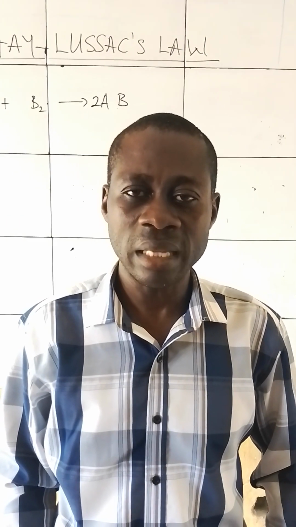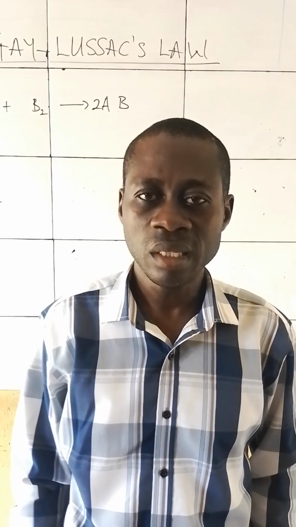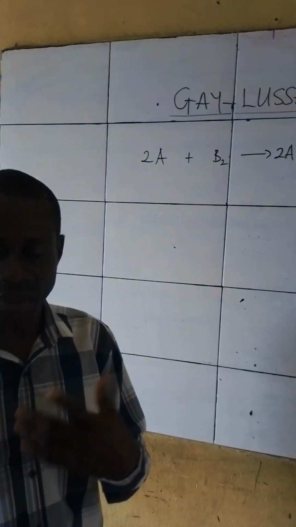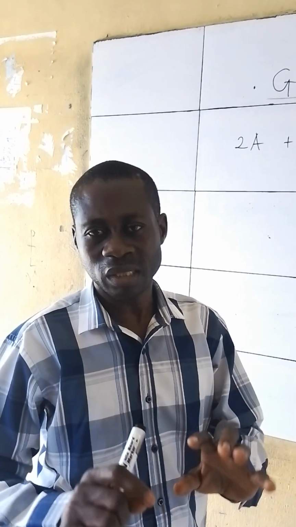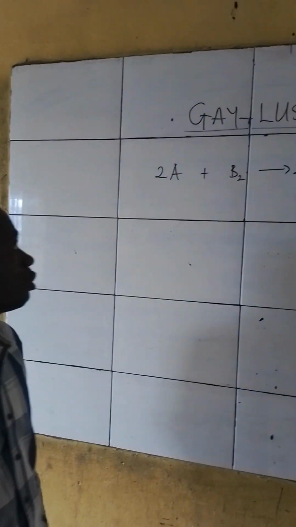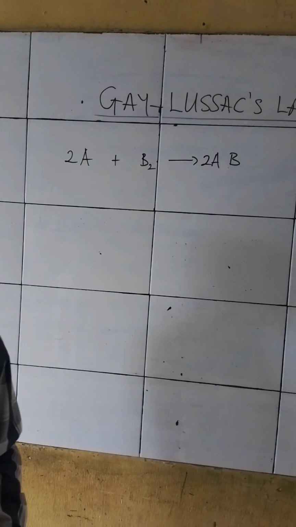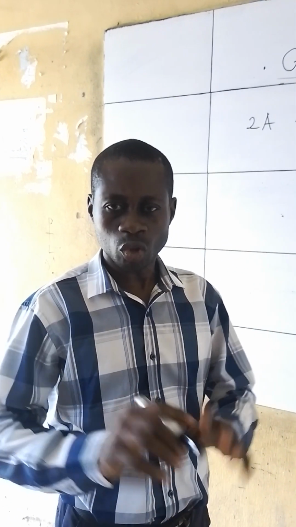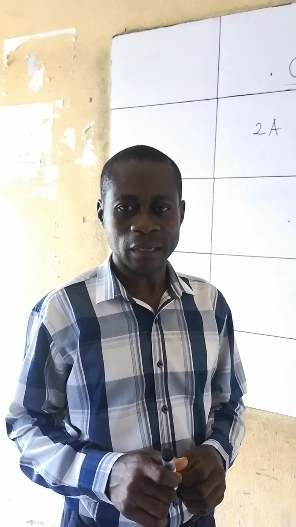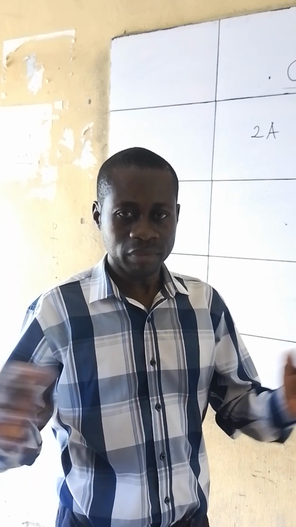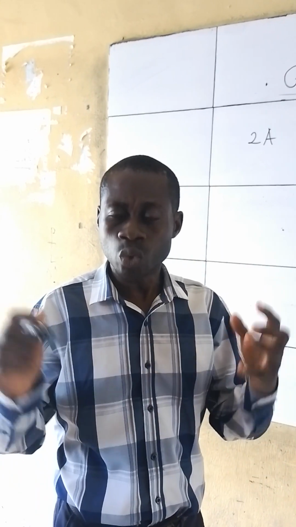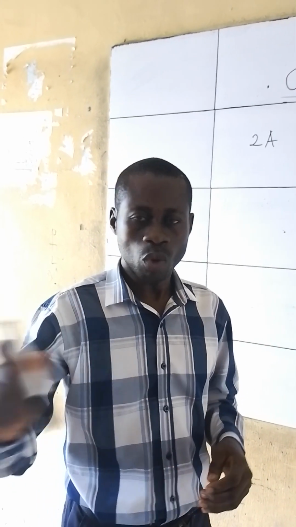Today we want to go to the gas laws, and we'll be treating the Gay-Lussac law. We discovered that among all the gas laws, the Gay-Lussac law tends to be problematic, even though it is the simplest. Firstly, I want to explain it for you. The Gay-Lussac law states that gases combine in simple whole number ratios. When gases combine, they do so in simple whole number ratio one to another.